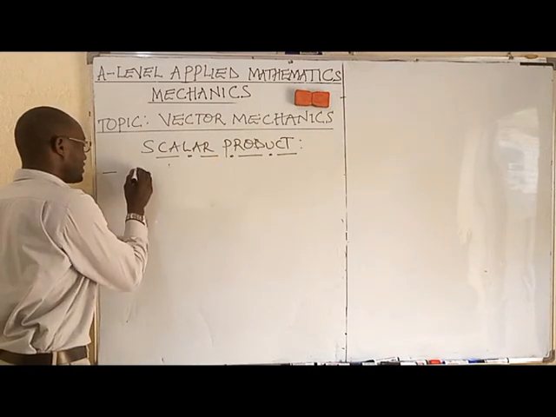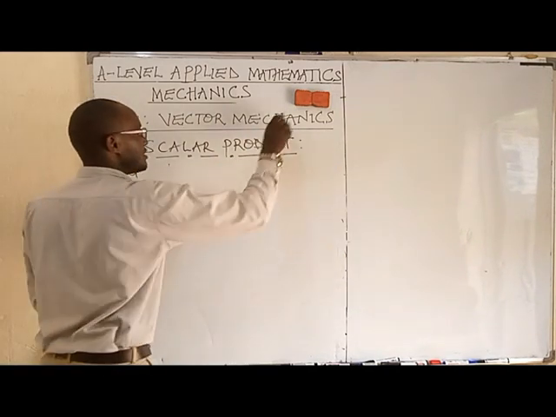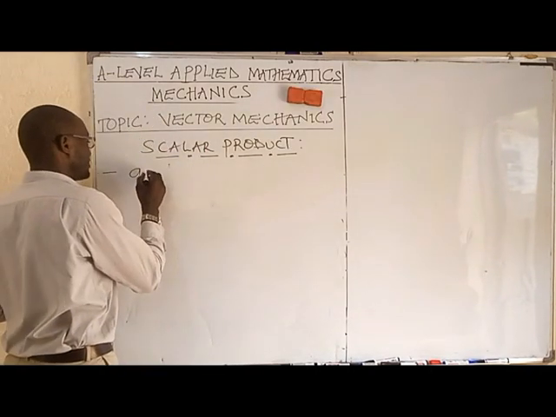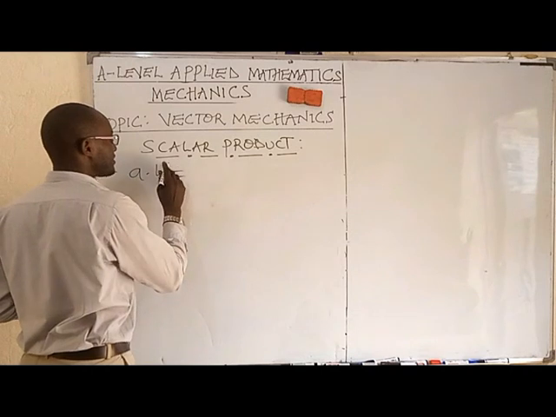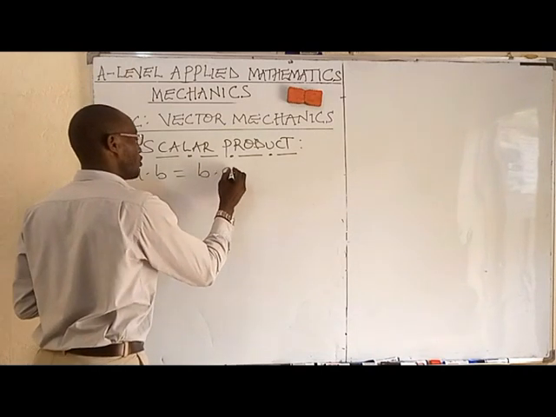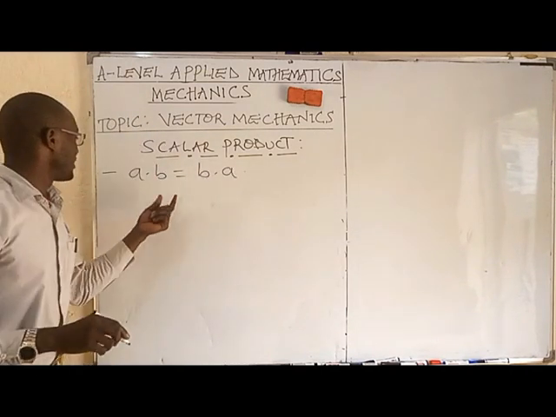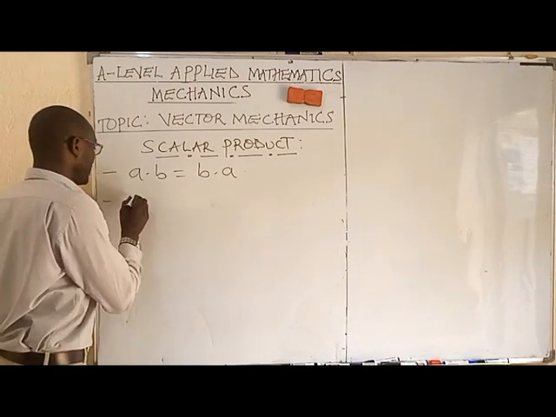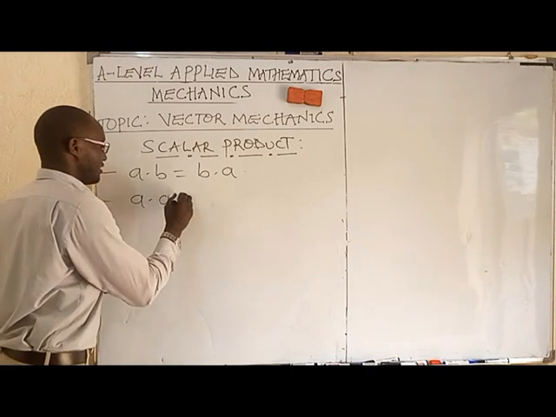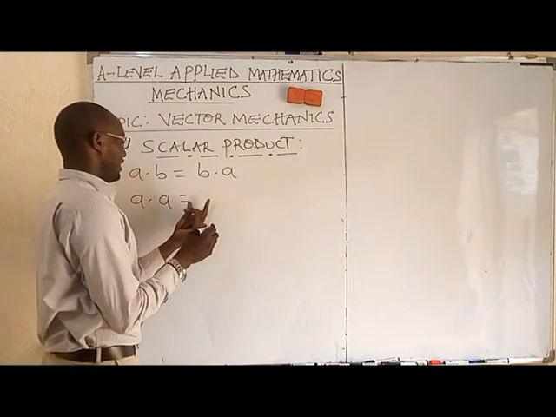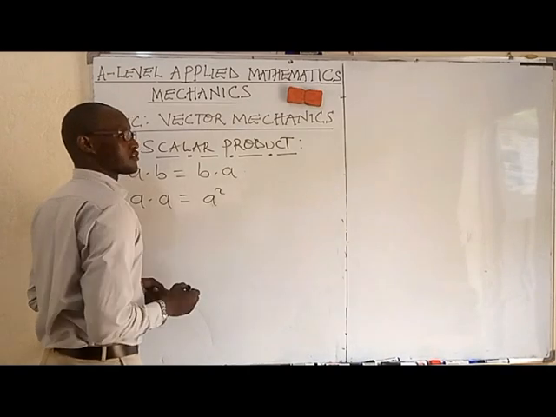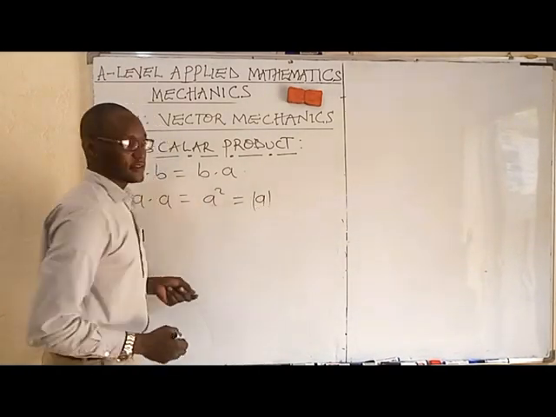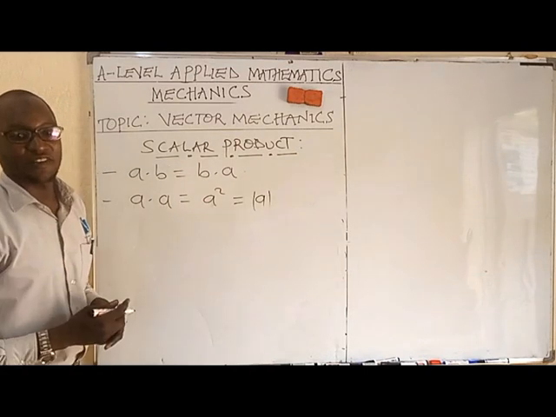You should also know that if somebody gives you A dot B, you need to write big letters for people to see. If it is A dot B, this is the same as B dot A. Okay, so the dot product is commutative. Now, if somebody gives you A dot A, this is the same as A squared, and this is the scalar magnitude of A. That's what it means. Very interesting.